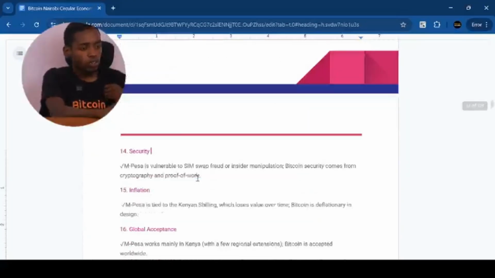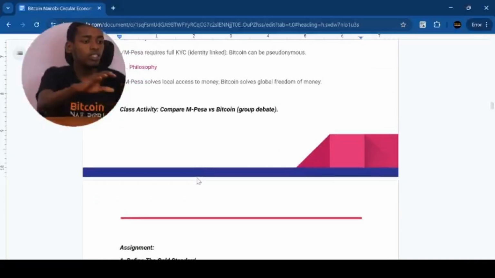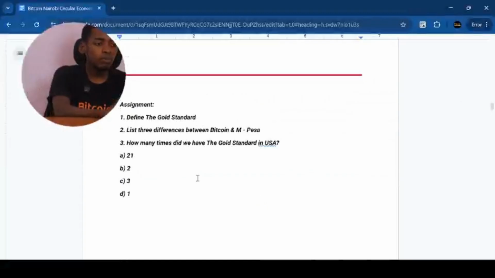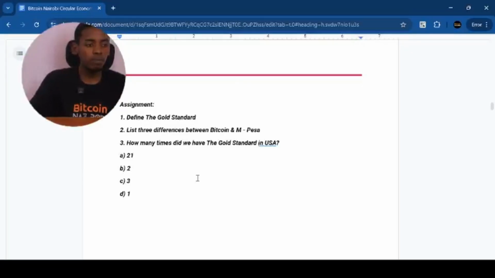So let us now get into the class activity. You will be required to do a group debate comparing M-PESA versus Bitcoin. The assignment of today: number 1, define the gold standard. Number 2, list 3 differences between Bitcoin and M-PESA. Number 3, how many times did we have the gold standard in the USA? Is it 21 times? Is it 2 times? Is it 3 times? Is it 1 time?